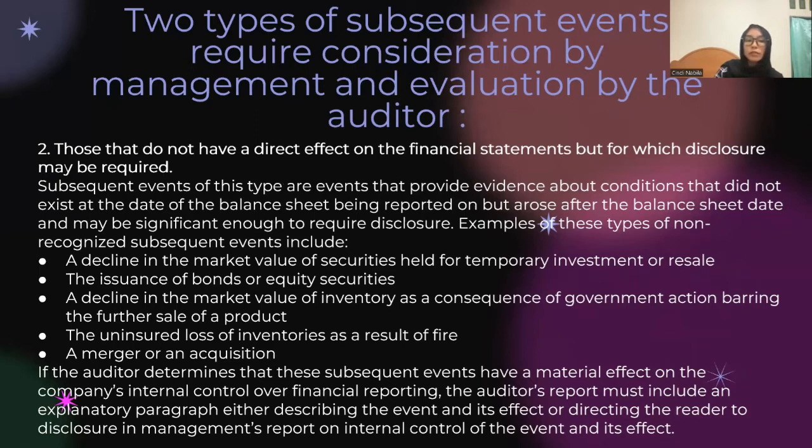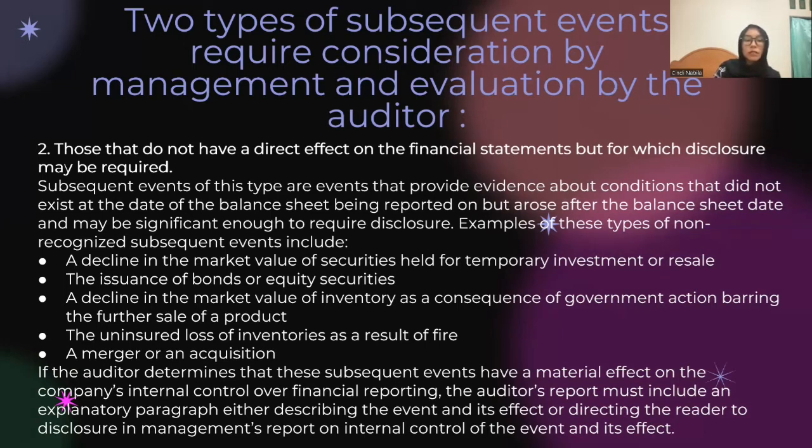The second type is those that do not have a direct effect on the financial statements, but for which disclosure may be required. Subsequent events of this type are events that provide evidence about conditions that did not exist at the date of the balance sheet being reported on, but arose after the balance sheet date and may be significant enough to require disclosure. Examples of this type of non-recognized subsequent events include a decline in the market value of securities held for temporary investment or resale. Then next is the issuance of bonds or equity securities.